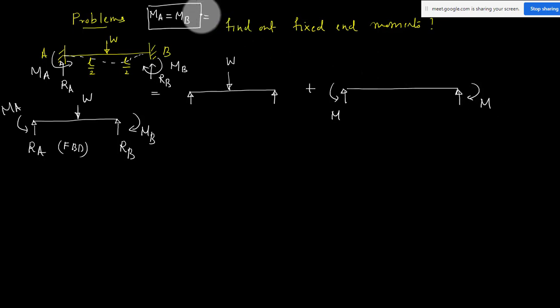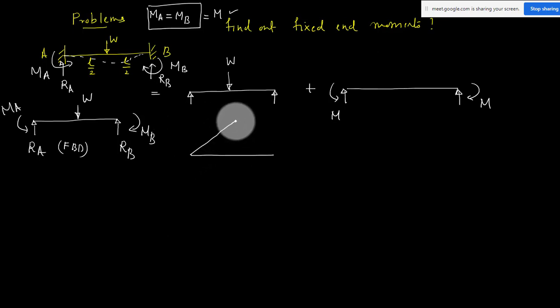Because of symmetry, I am taking MA equal to MB equal to M. That is why I'm keeping this as M, and this is also M. These values are equal because your beam is symmetric. Beam is symmetric means the geometry of the beam should be symmetric and the loading also should be symmetric. If these two conditions are satisfied, then you can say it is a symmetric beam. And if it is a symmetric beam, all the reactions and moments should be the same at both ends in this case.